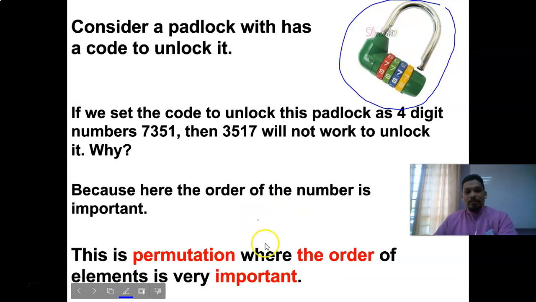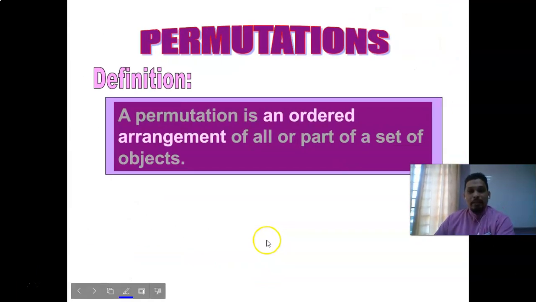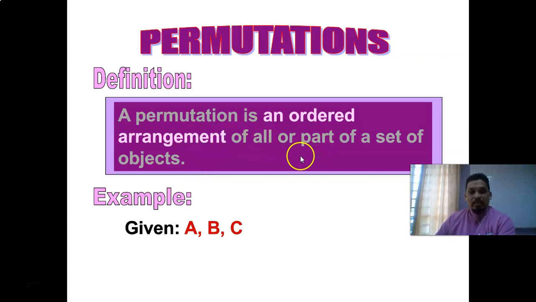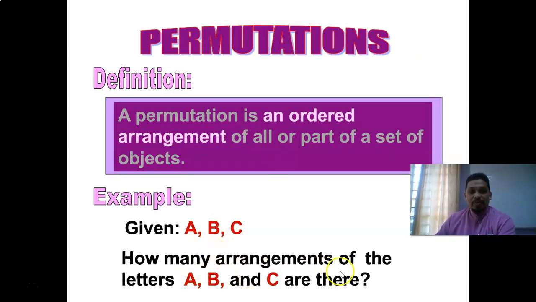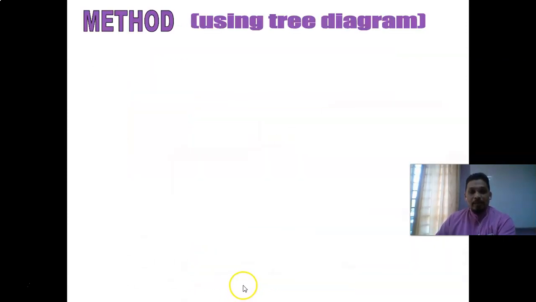Okay, so permutation is an ordered arrangement of all or part of a set of objects. For example, given A, B, C, how many arrangements of the letters A, B, C are there? Using a tree diagram, from the letters A, B, and C.